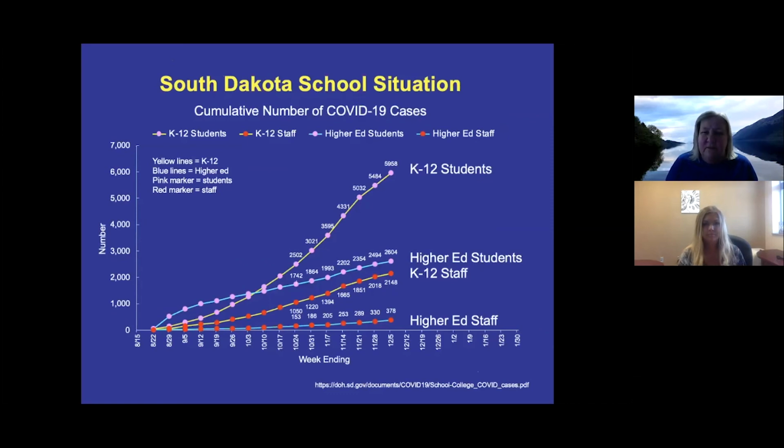This is the high school or K-12 and higher ed numbers, and I just added some labels here so that it's a little bit easier than trying to keep an eye on the color of the dots and the lines. But this is the number of K-12 students, close to 6,000 as of last Friday. The higher ed students, we have about 2,600, K-12 staff at 2,148, and higher ed staff at less than 400.